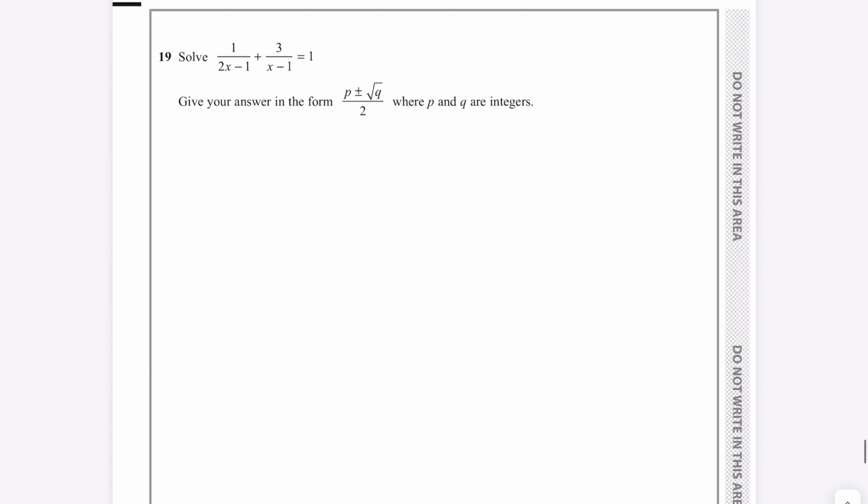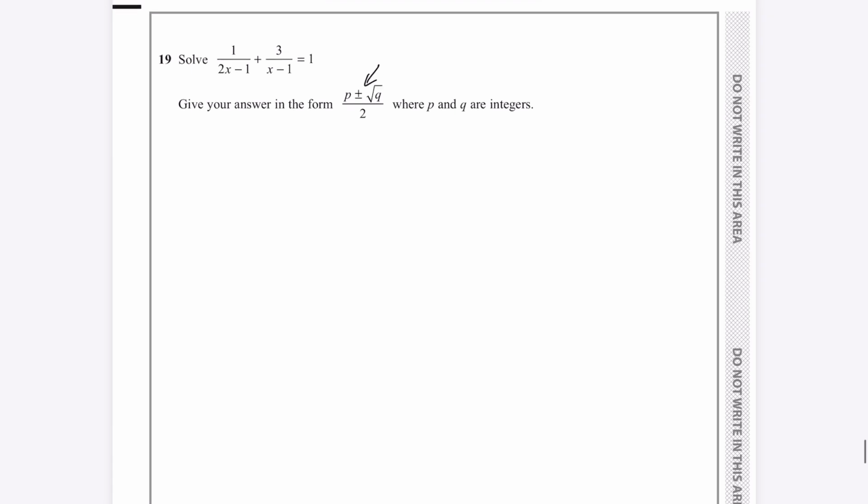Moving on to question 19. So it's asking us to solve this and give our answer in that form there. Now this form is some form of a hint. It should remind you of the quadratic formula. So if you do get that hint at this point, you will have a slight advantage because you know where this is pointing us. So just to remind you, the quadratic formula looks something like this.